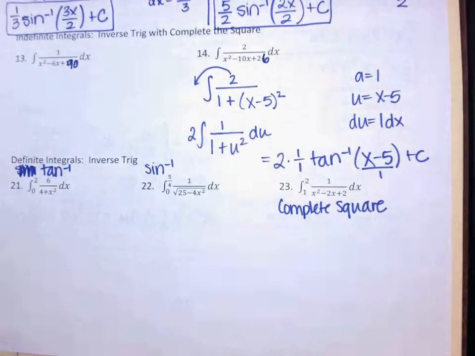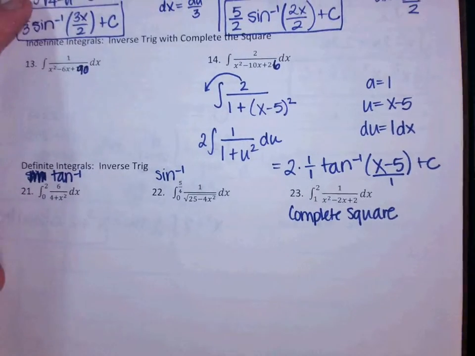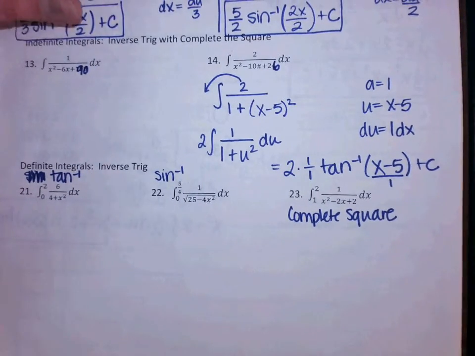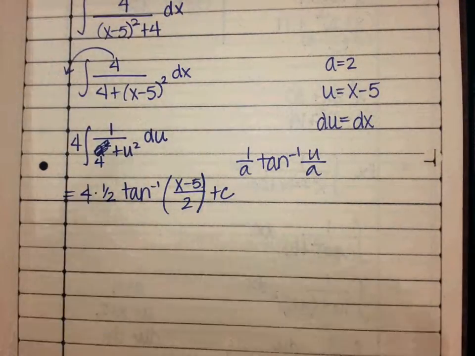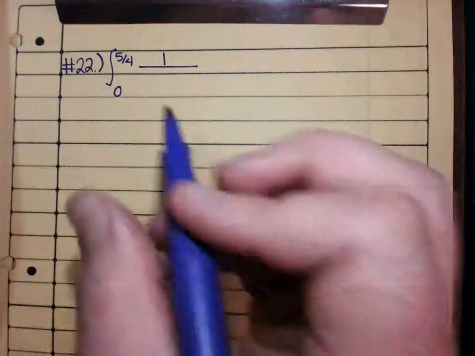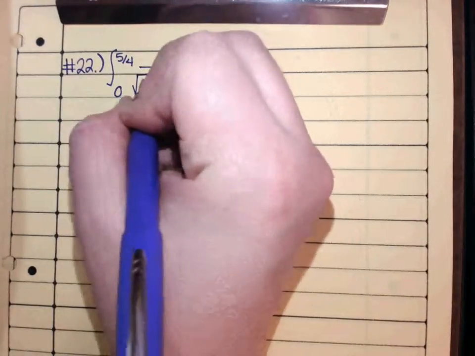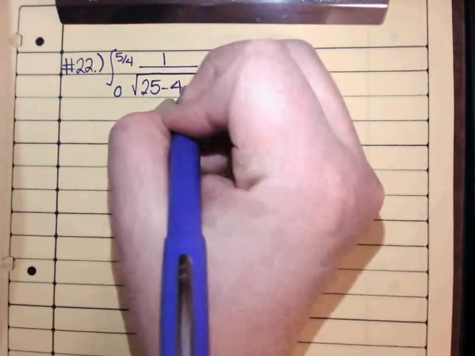Okay, we'll just do one off the homework. Let's do number 23. Okay? So, number 23, this is off your homework. You can try to squeeze it on there if you want to. Actually, 22 looks harder. Do we want to do 22 instead? Yeah. Okay. So, it's 5/4 is your upper bound. 0 is your lower bound. And then it's 25 minus 4x squared.